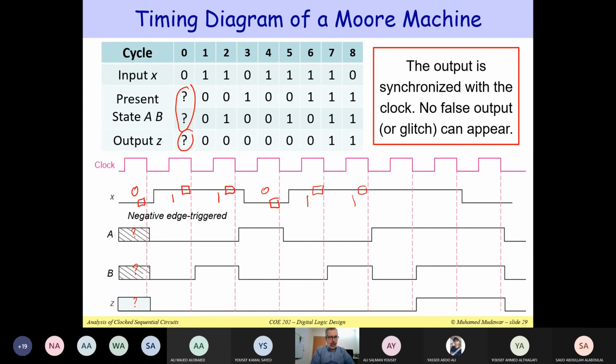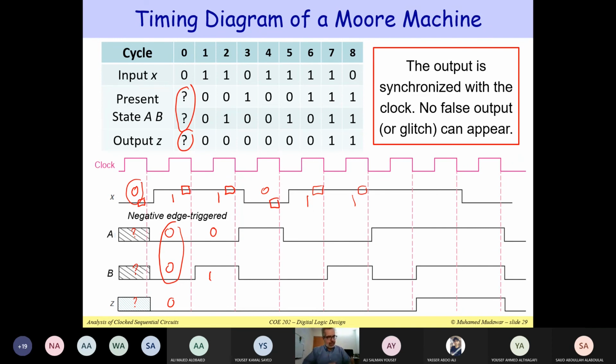Okay. Now, when you apply 0, next cycle at the edge, we are changing the state from unknown to 0, 0. So it becomes known because regardless of where you start, you are going to make a transition to state 0, 0. And if you are in state 0, 0, then you know that the output is 0. Now, if you are in state 0, 0, and the input x is equal to 1, this will take you to state 0, 1. So this will happen just immediately after the negative edge of the clock.